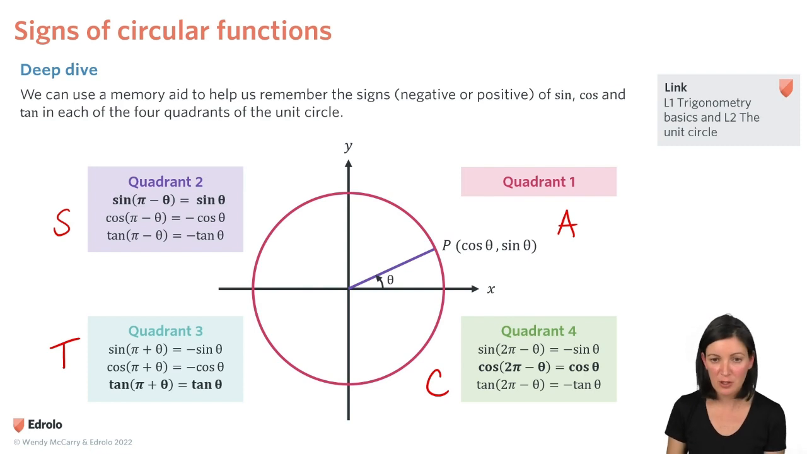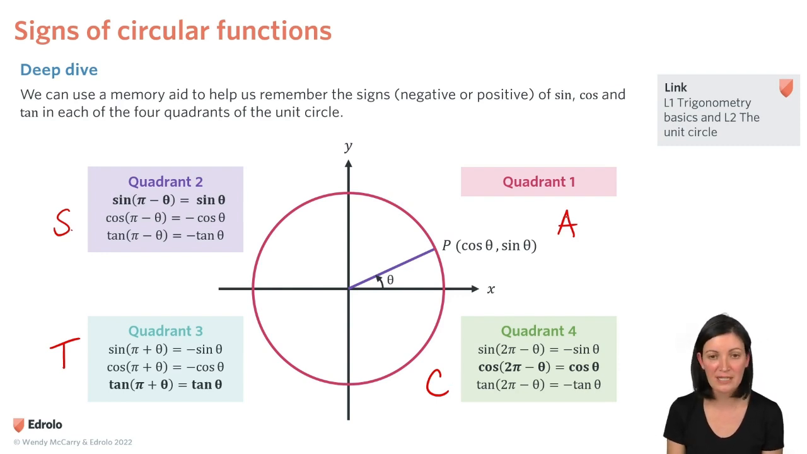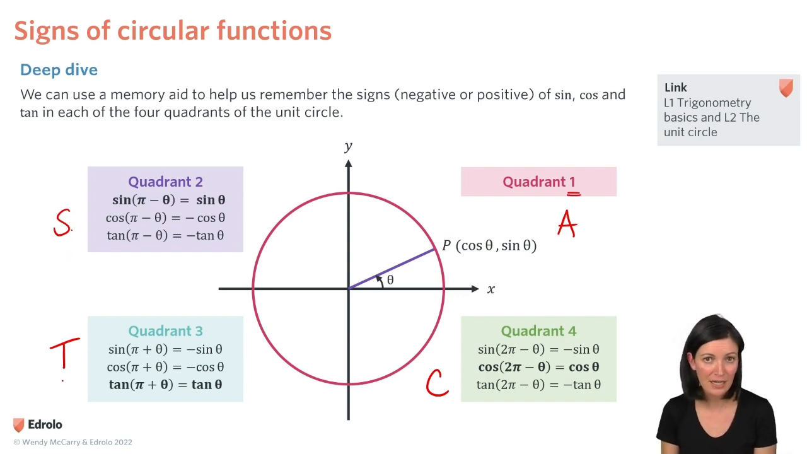A lot of people use a mnemonic. One that we use frequently is "all students take calculus". So you can remember to label your quadrants in that order, starting from quadrant 1, A, S, T, C, to help you remember which trig ratio is positive in which quadrant.